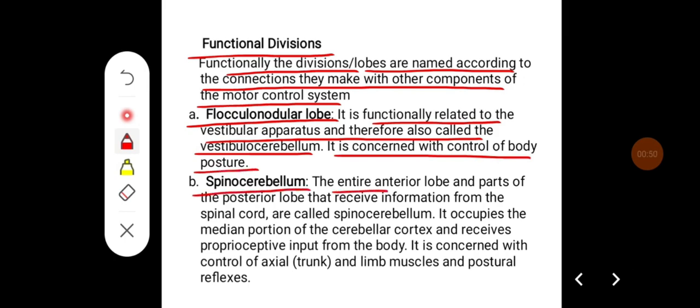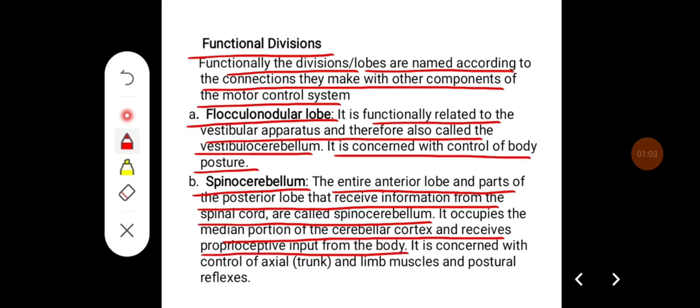Spinocerebellum: the entire anterior lobe and part of posterior lobe that receive information from the spinal cord are called spinocerebellum. It occupies the median portion of the cerebellar cortex and receives proprioceptive input from the body, and it is concerned with the control of axial, that is trunk, and limb muscles, and they are involved in postural reflexes.